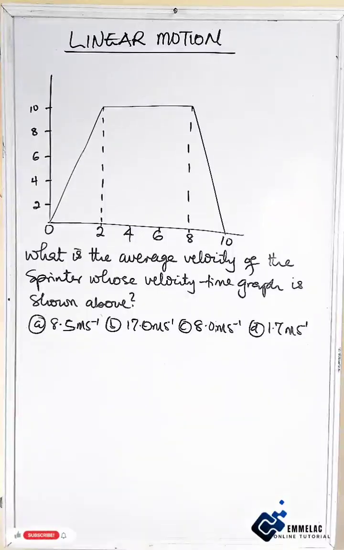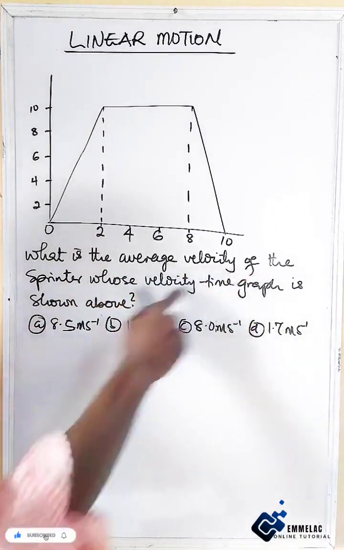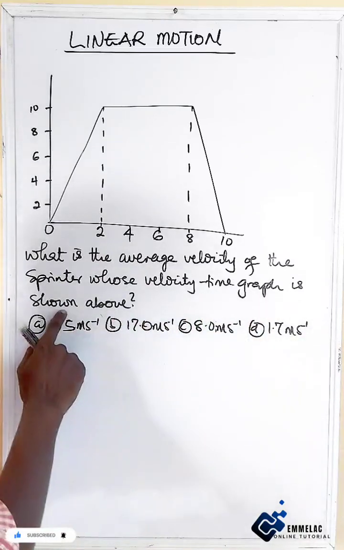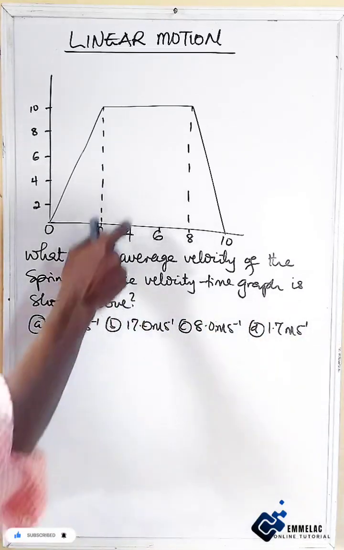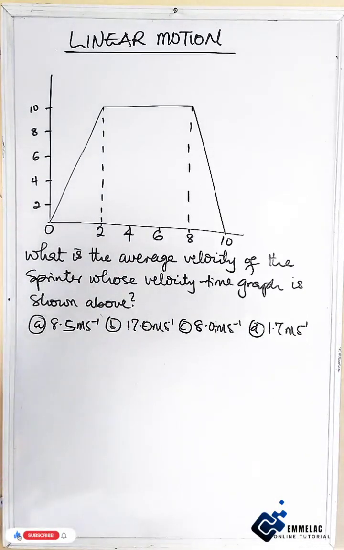Now let's look at this question here, and it says, what is the average velocity of the sprinter whose velocity time graph is shown above? Now here is the velocity time graph. Pardon me, for it is not drawn to scale. All right. Now how then do we calculate the average velocity?